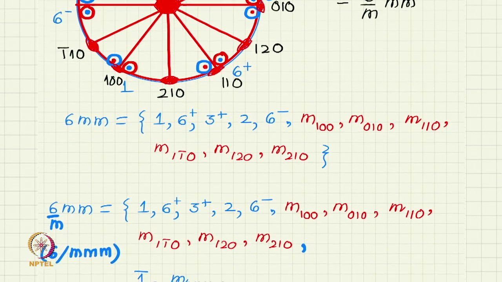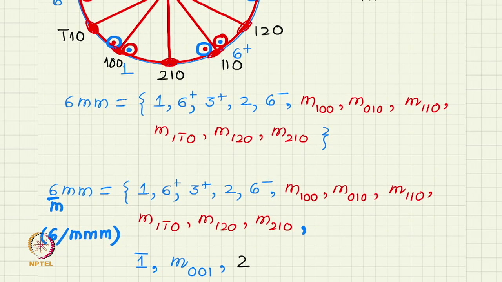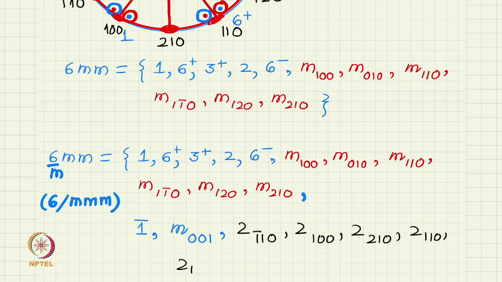So we have 2 bar 1 1 0, writing cyclically from the figure, 2 1 0 0, 2 2 1 0, 2 1 1 0, 2 1 2 0, and finally 2 0 1 0. So these 6 two-folds come. So 6 plus 2, 8 new operations are there.